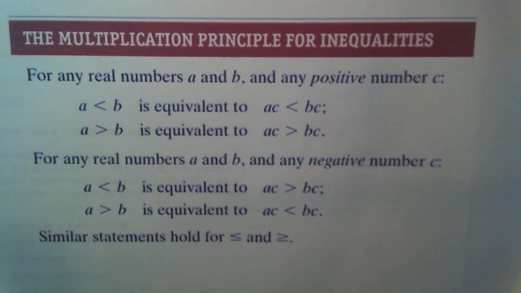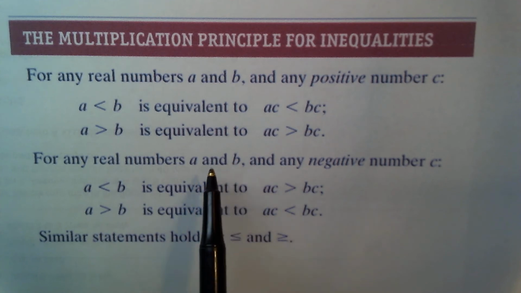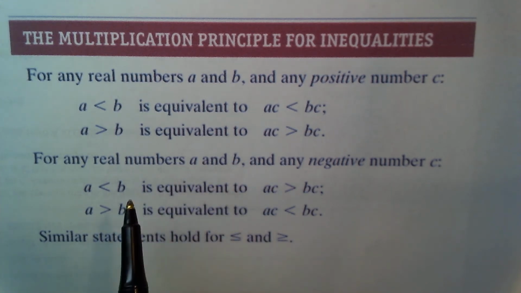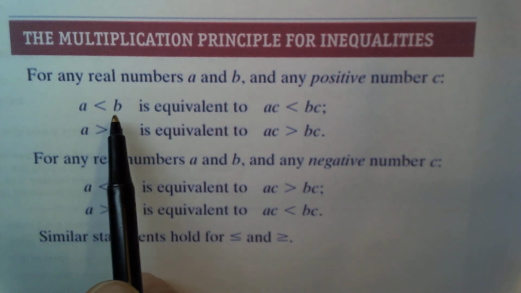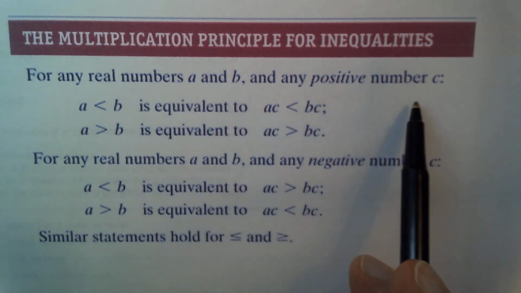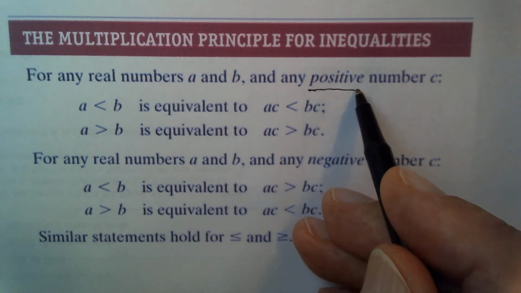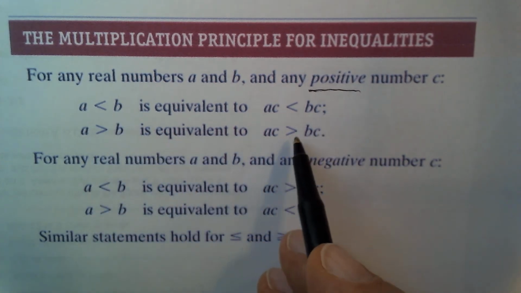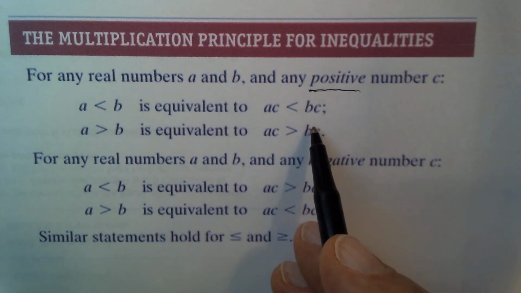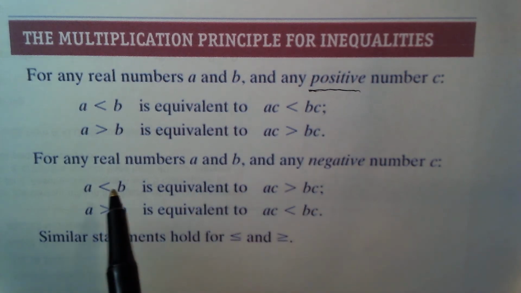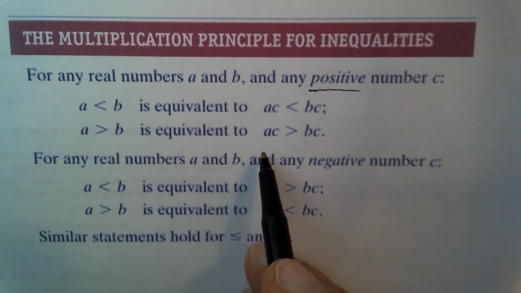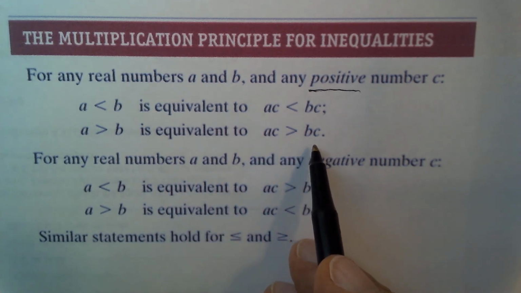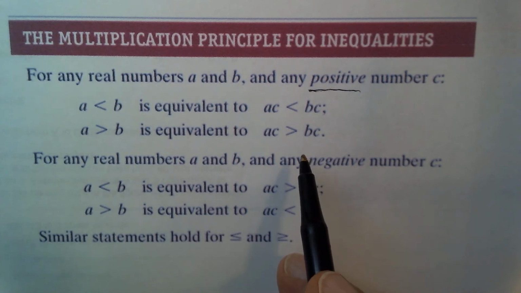So the addition principle for inequalities was exactly the same as it was for equations. Now, when we talk about the multiplication principle for inequalities, we got to be a little bit careful. First of all, there are two cases. For any real numbers a and b, and for any positive number c, so the emphasis is positive, if a is less than b, that's equivalent to ac less than bc. Or if a is greater than b, then that's equivalent to ac greater than bc. So that's like what we did for equations as well.